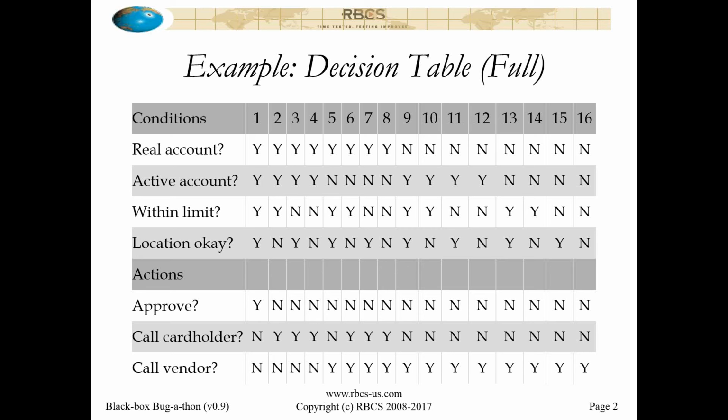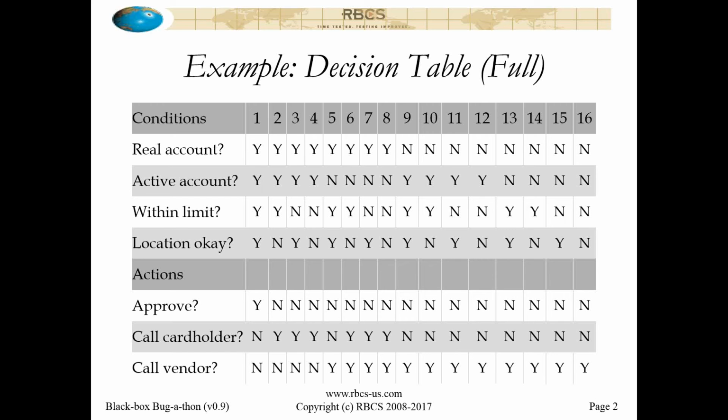And what you find is if you look at columns 9 through 16, there's actually a number of somewhat nonsensical combinations there of, it's not a real account, but it's within limit, or the location is okay, or it's active, or one or two or more of those. So it doesn't necessarily make a whole lot of sense.